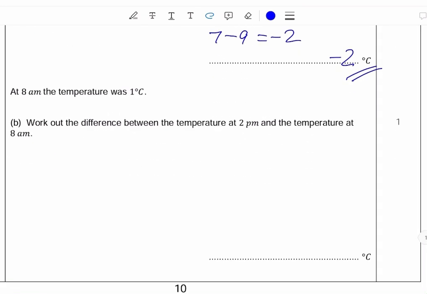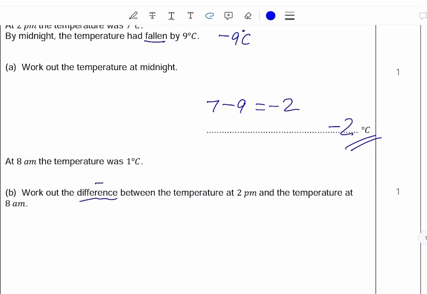Question 14 on the temperatures. Fallen means minus. Minus 2 is the answer here. And to find the difference is taking away. Okay, that should be 7 there. I'm just going to correct it now.